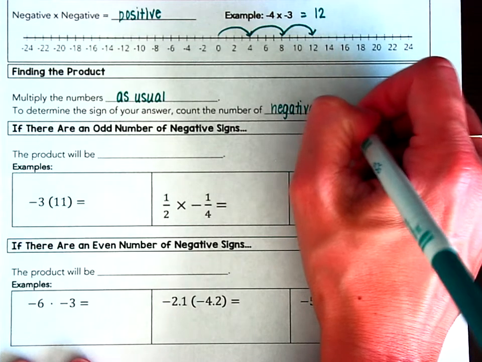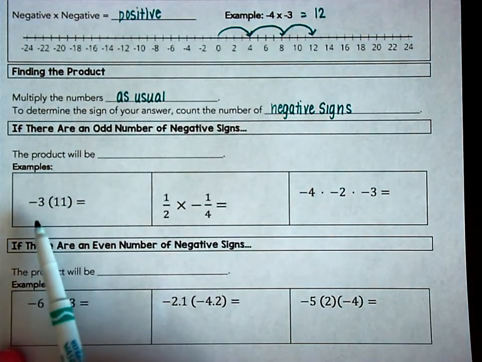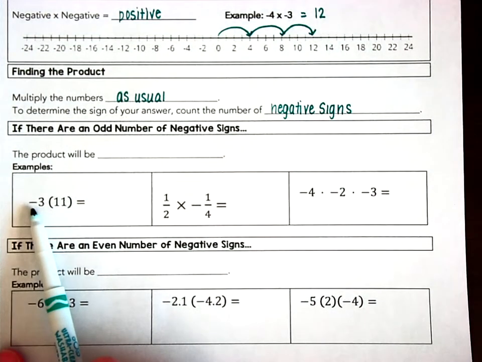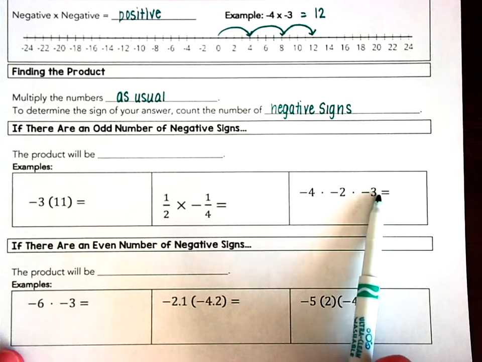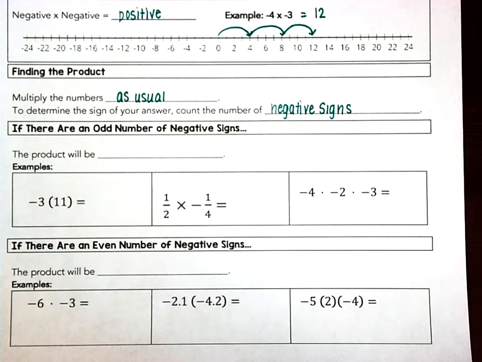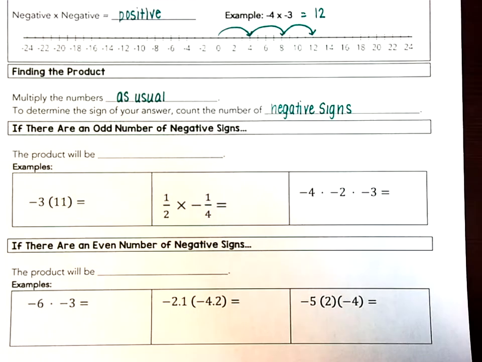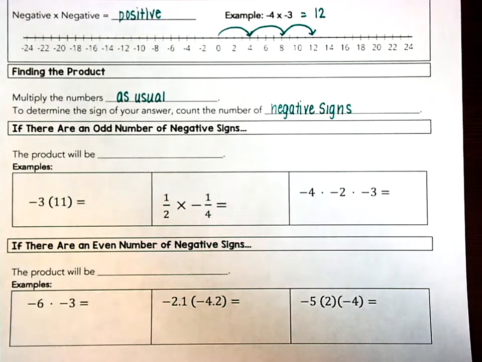So if we look at this first set of examples here, you'll notice there's 1 negative sign in the first problem, there's 1 in the second problem, and there's 3 in the third problem. These all have an odd number of negative signs. So let's see what happens when we have an odd number of negative signs.